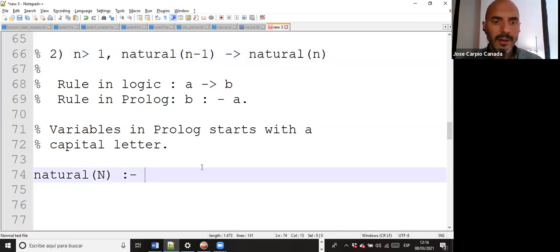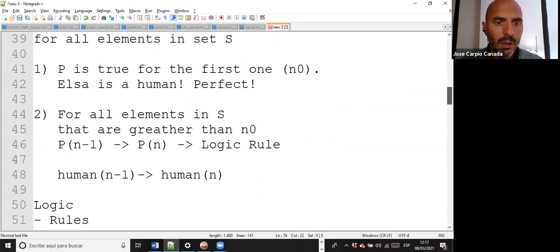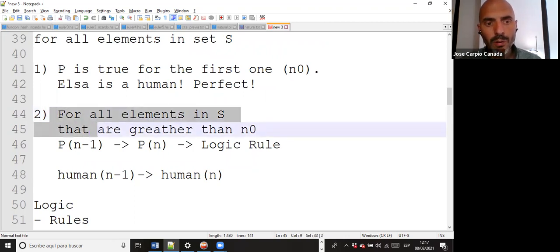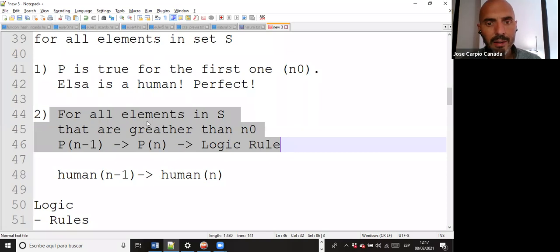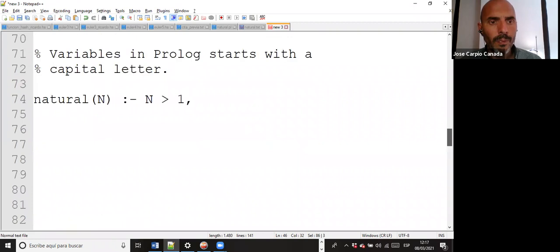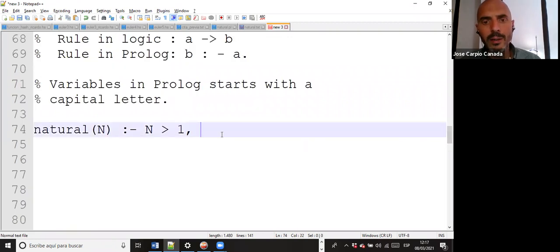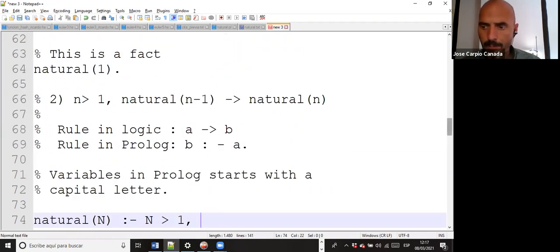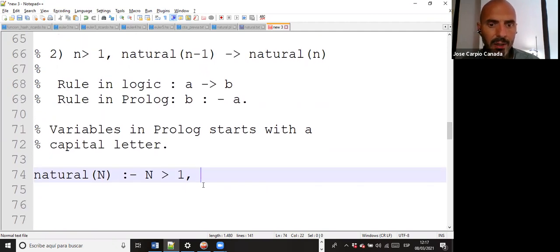First thing I have to say here is that it works if N is greater than 1, because the second part of the induction, we apply this rule for elements that are greater than the first one. And the first one is number 1. So if N is greater than number 1, what do we have to do? Who can help me with this part? What do I have to write here?